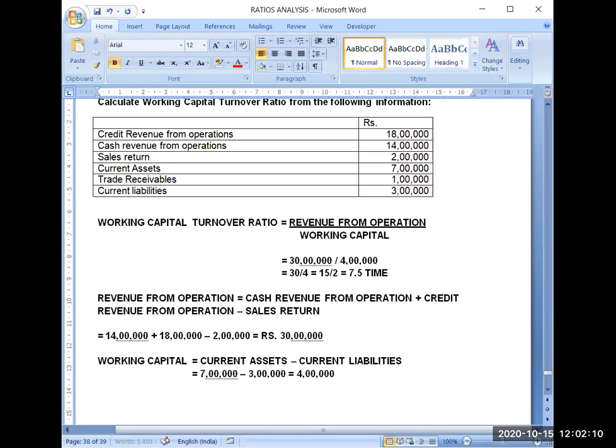7.5 times. Never forget to write this suffix also, that in what terms you are expressing the ratio. If you are expressing it in pure terms, then it will be 7.5 ratio 1. If you are expressing it in percentage terms, obviously it would have been multiplied by 100, so don't forget to put percentage here. If you are calculating times, then mention times. So your answer should be complete. If you write only 7.5, that is not considered a complete answer.